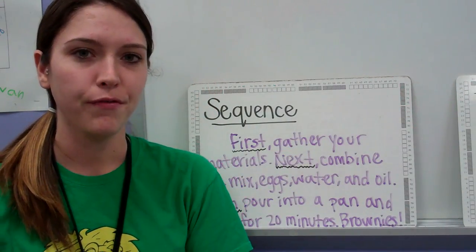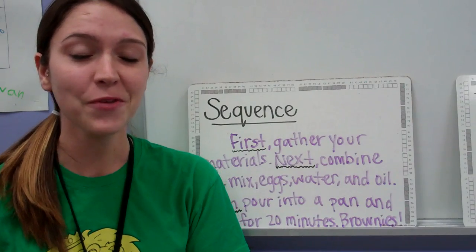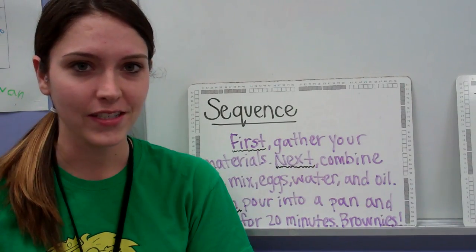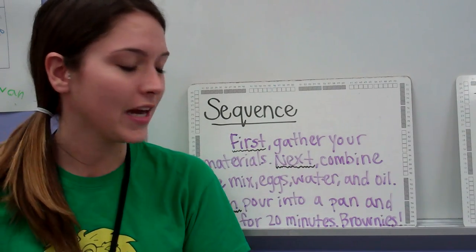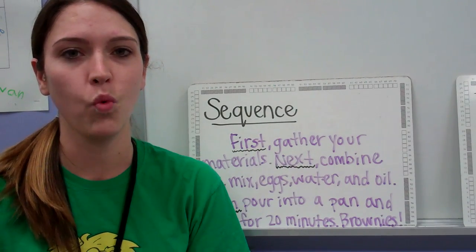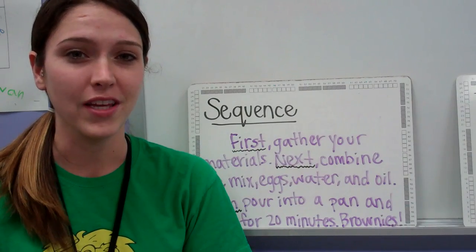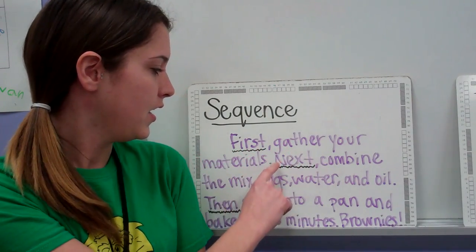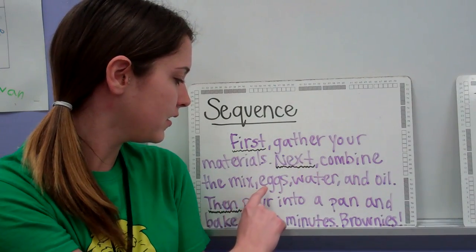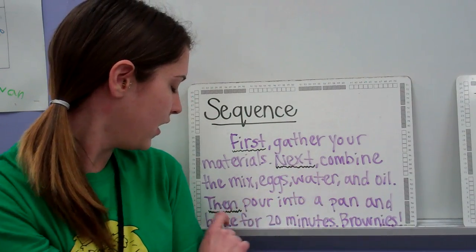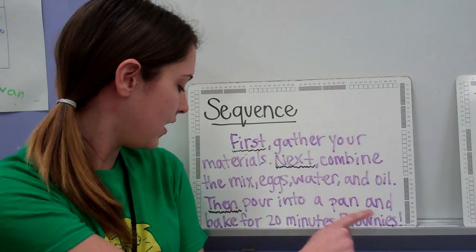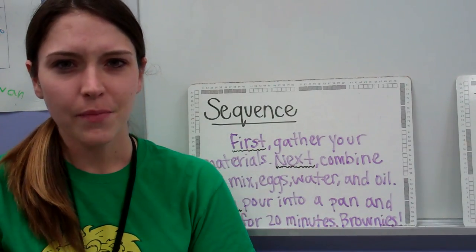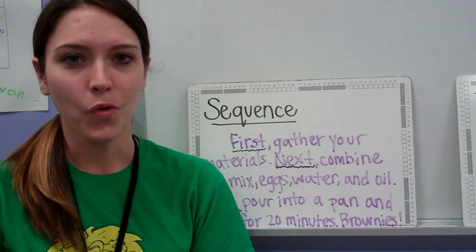Here's an example of a few sentences that follow the sequence text structure. See if you notice any specific words or phrases in this short excerpt of text to help you understand what a sequence text structure really is. First, gather your materials. Next, combine the mix, eggs, water, and oil. Then, pour into a pan and bake for 20 minutes. Brownies. So think about, how is this text organized?